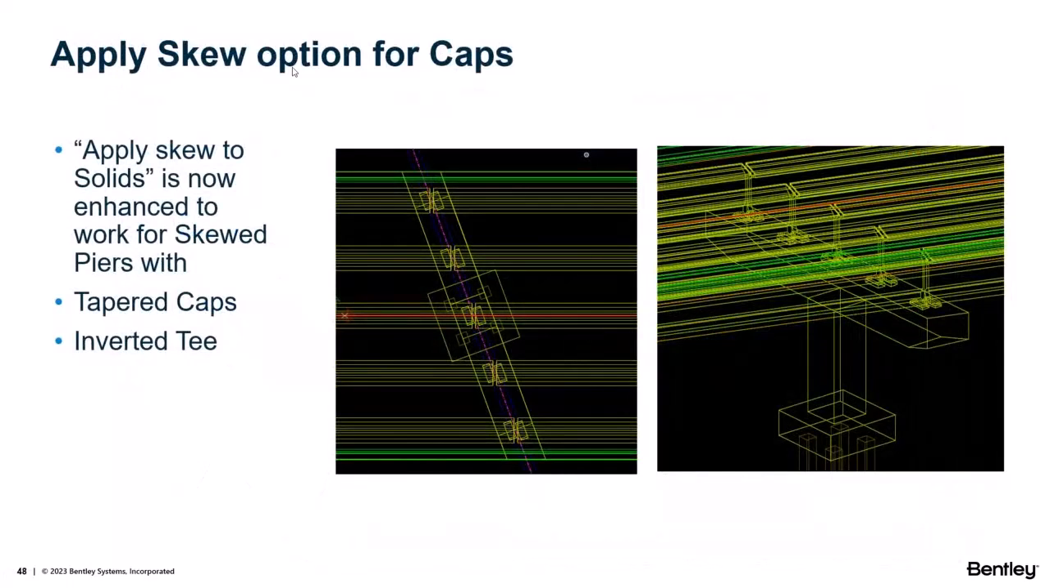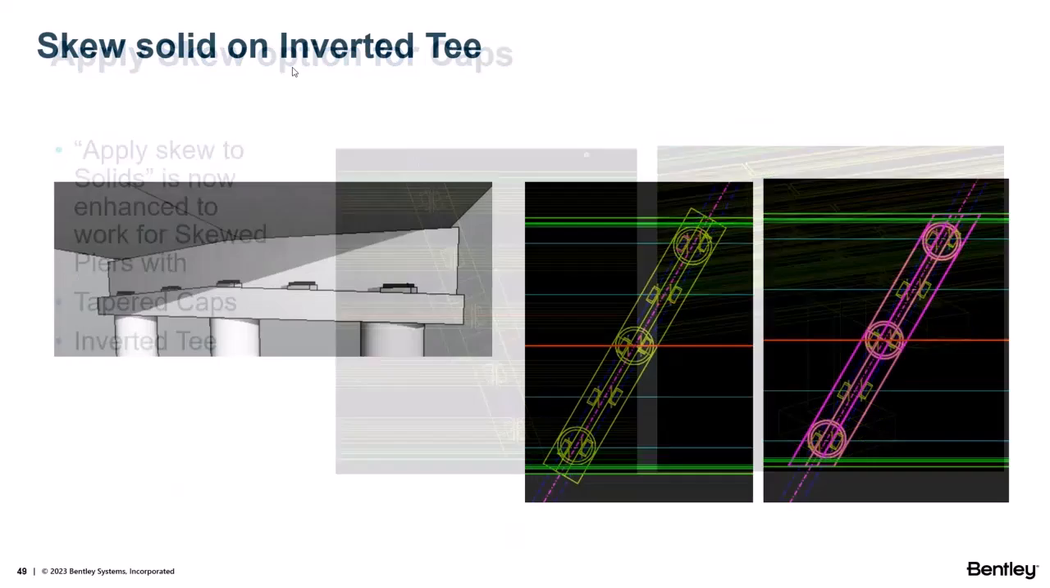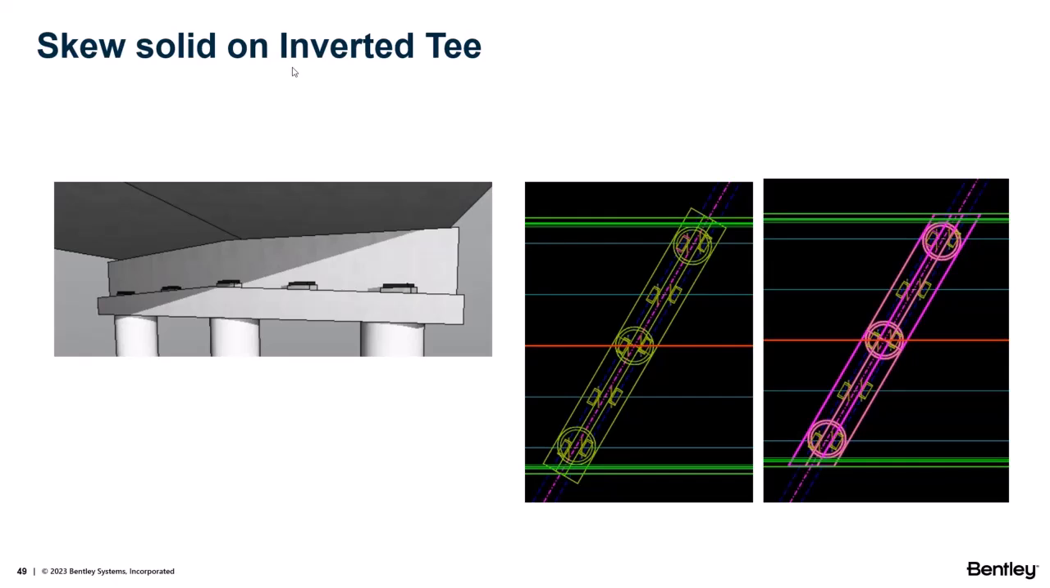Now, also, we apply the skew to the solids, but now it's handled through the caps too, so I can apply the skews to the cap itself, right? We were not able to do it before. Now it's just a matter of specifying I want to skew the caps following the skew angle, and it will just cut it too.